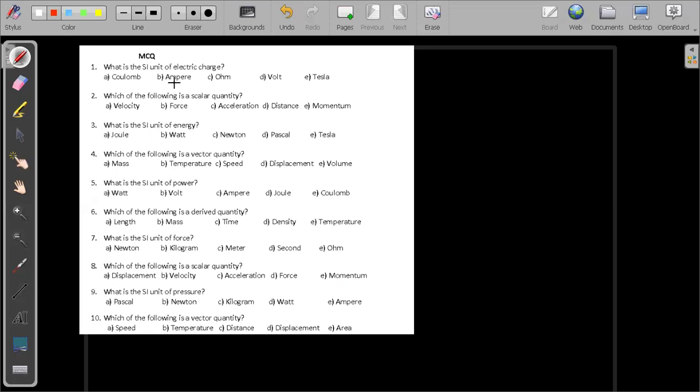What is the SI unit of electric charge? Coulombs. Okay, which of the following is a scalar quantity? Velocity is a vector, so not the answer. Force is a vector, not the answer. Acceleration is a vector, not the answer. Momentum is a vector, not the answer. Distance is a scalar, that is the answer. Understand, Lamai?